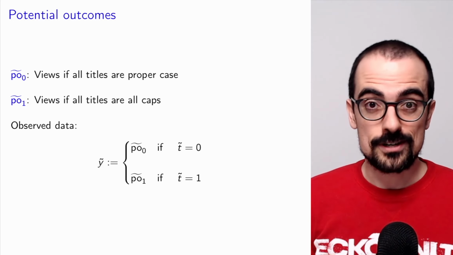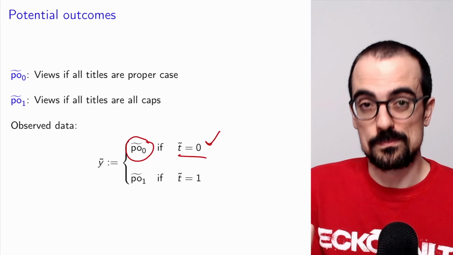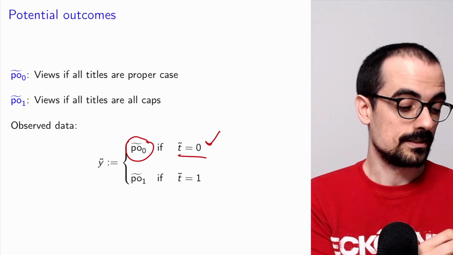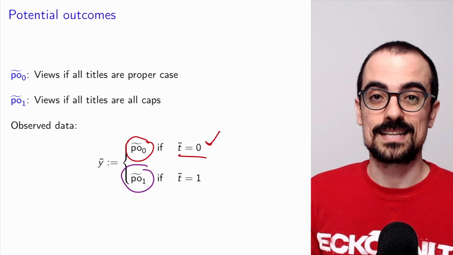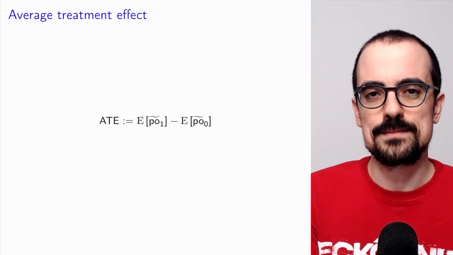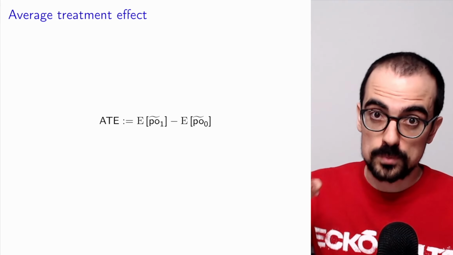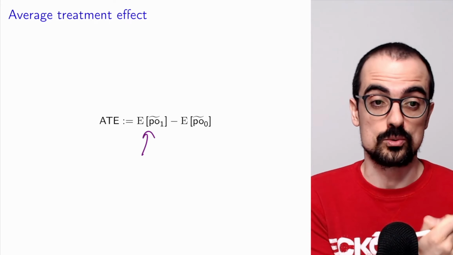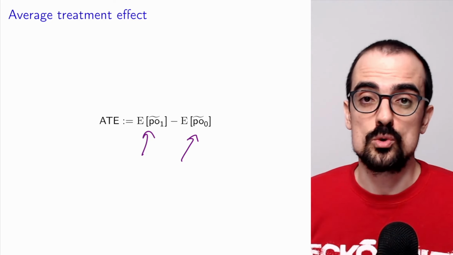What we actually observe is the outcome for treatment 0 when we put a video that does not have an all caps title, and then we observe the outcome for treatment 1 when we put a title that is all caps. What do we really want in order to estimate the average causal effect of the treatment of putting the title in all caps? We want the mean of the potential outcome associated to treatment 1 minus the mean of the potential outcome associated to no treatment.